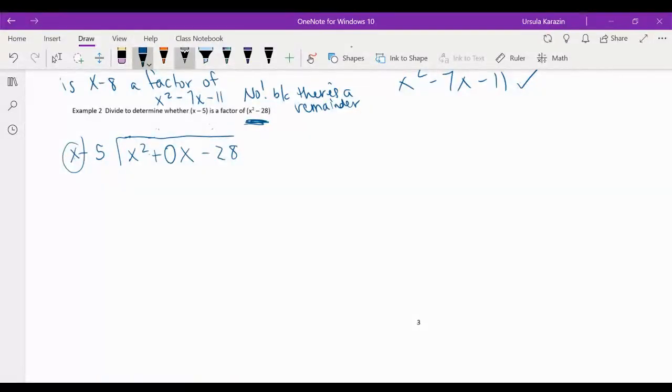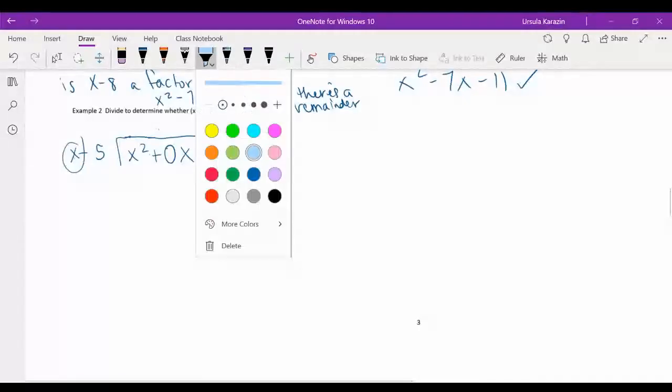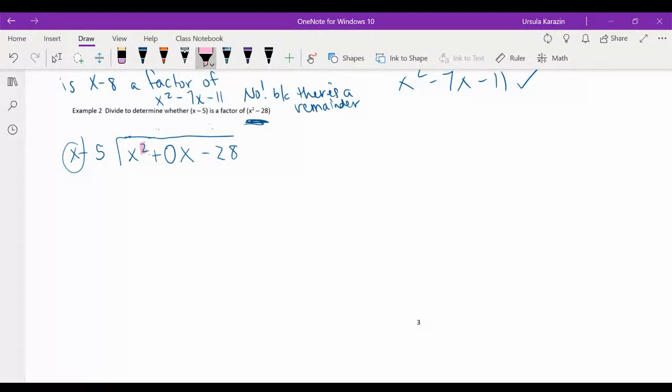So notice what I have here. I have a squared term. This would be a first term. And then this would be no x's. Okay, so all of my exponents are represented. I have x squared, I have x to the first, and then x to the 0. So now I can divide.